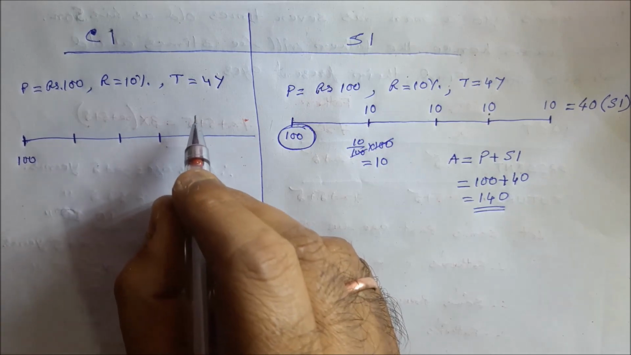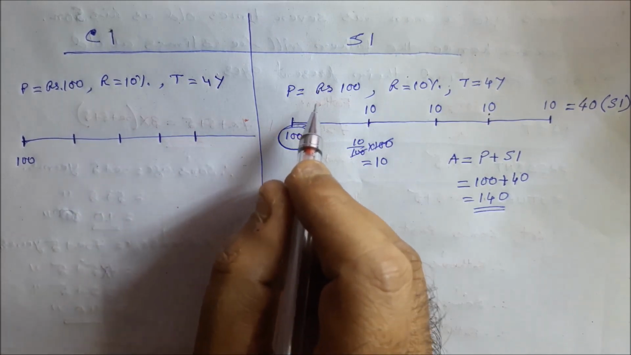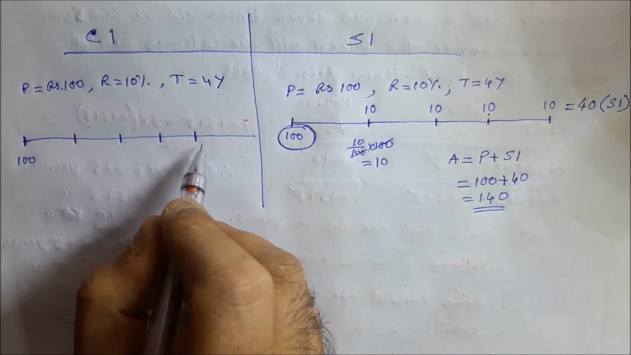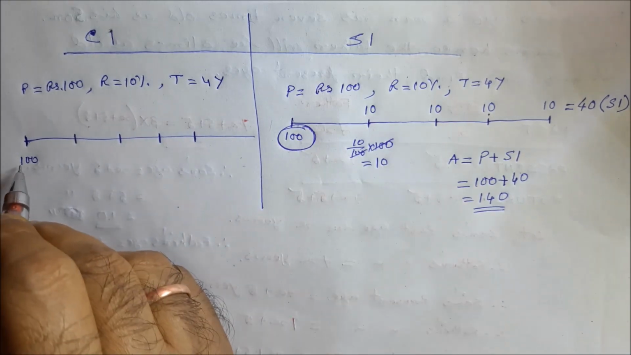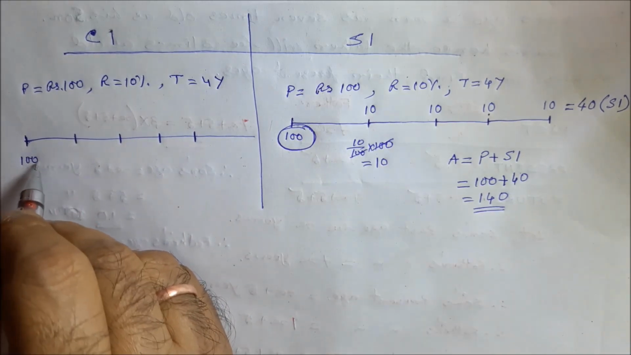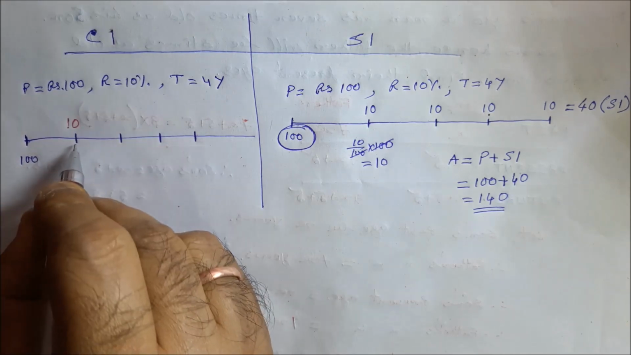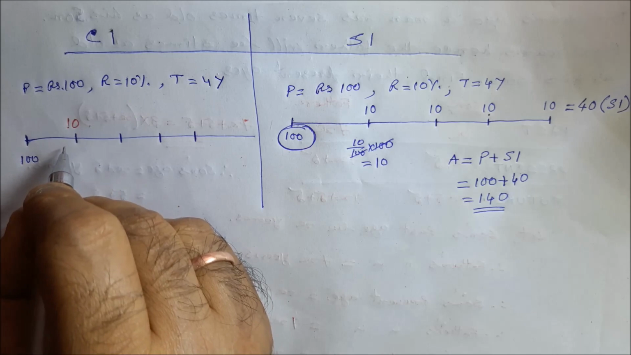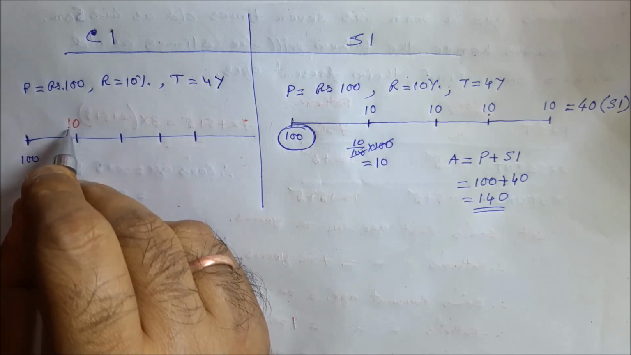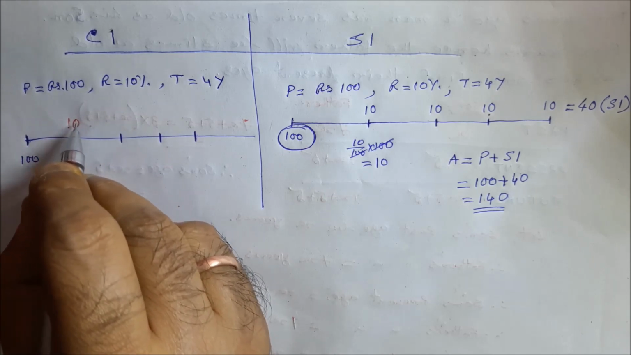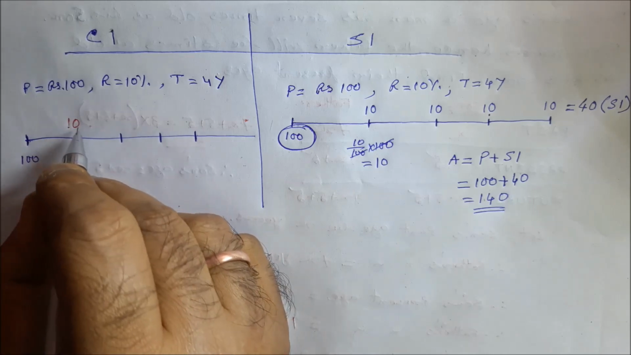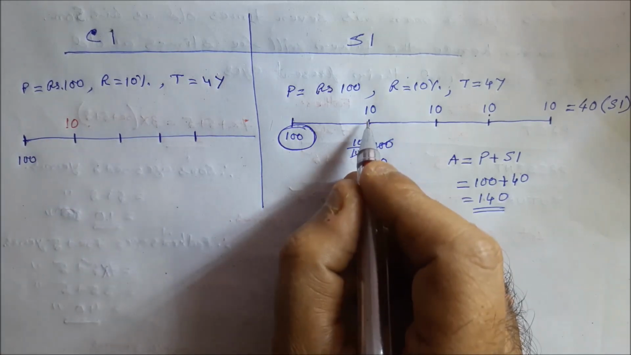Let us understand the concept of CI by using the same example of SI. So I have drawn a line same as the SI and you have deposited rupees 100. So I have written rupees 100. The bank is giving 10% interest. So after 1 year, 10% interest will be given. So 10% of 100, that means 10 rupees will be given as interest. But this is compound interest, not simple interest.